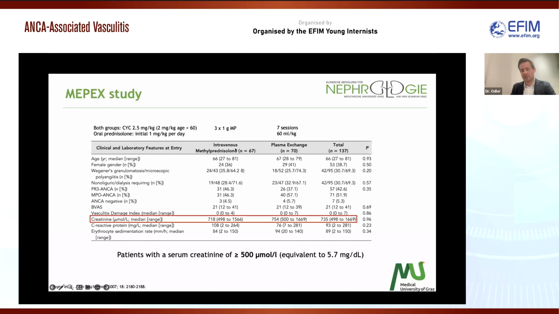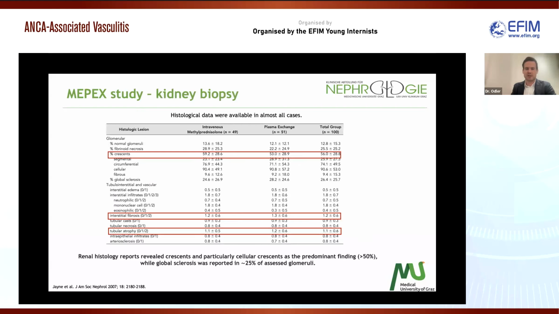One group of the patients received intravenous methylprednisolone, and the other group 7 sessions of plasma exchange. The baseline therapy was orally administered cyclophosphamide, which we don't really do anymore, followed by or in combination with oral prednisolone. One of the most important advantages of this study was that we have histological data in almost all cases.